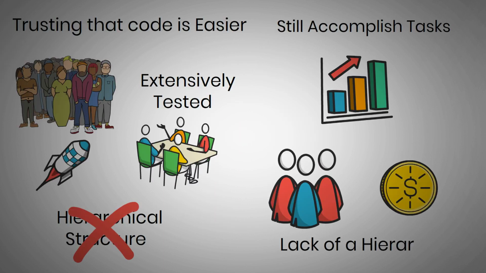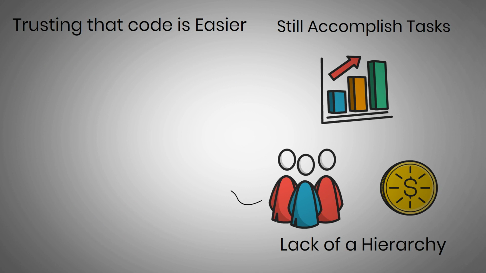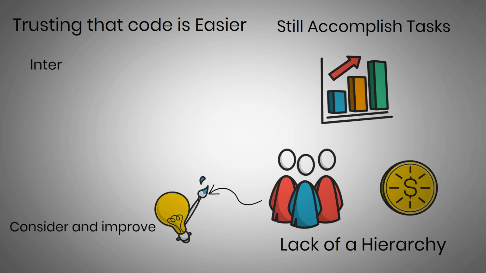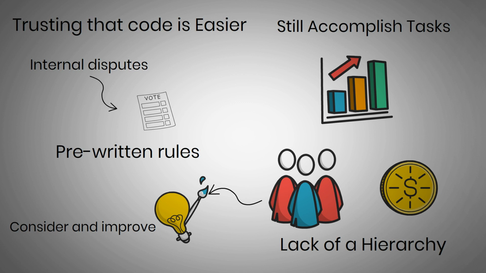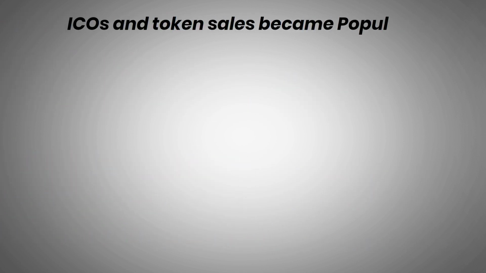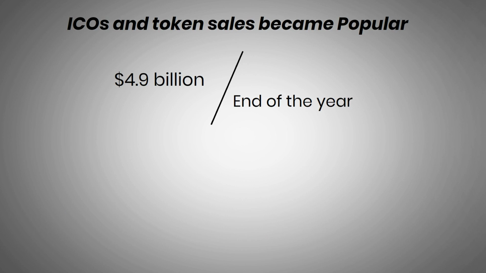The lack of hierarchy means any stakeholder can put forward an innovative idea that the entire group will consider and improve. Internal disputes are often easily solved through the voting system in line with the pre-written rules in the smart contract. At the same time, when ICOs and token sales became popular in 2017, raising an estimated $4.9 billion by the end of the year, many projects attempted to solve problems using the blockchain.